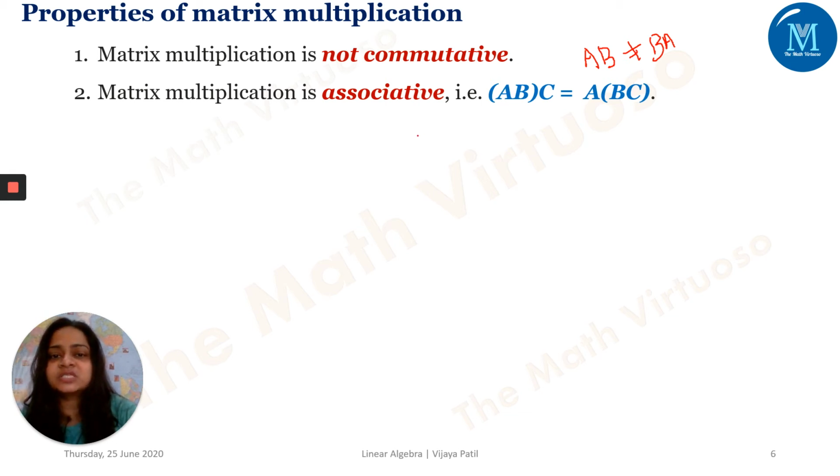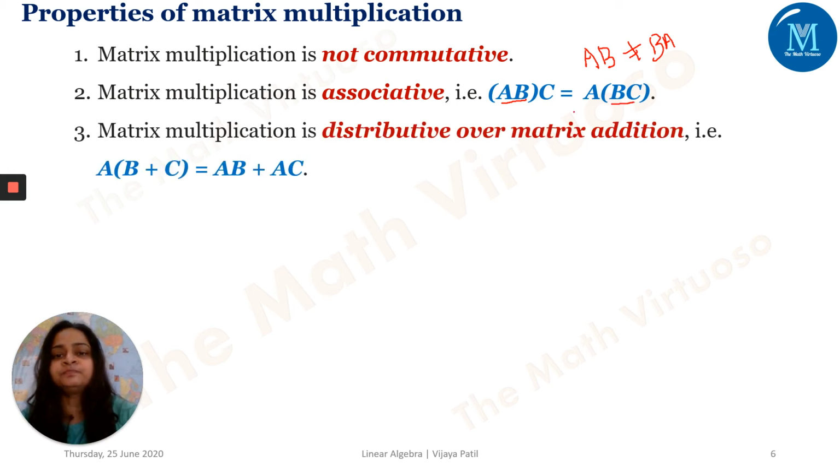Then matrix multiplication is associative. That means if I multiply A into B and then multiply the product of these two with C, I will get the same as multiplying B cross C first and then with A. So it's associative. Then it is distributive over matrix addition. That means if I add B plus C and then multiply with A, it will give me A into B plus A into C.